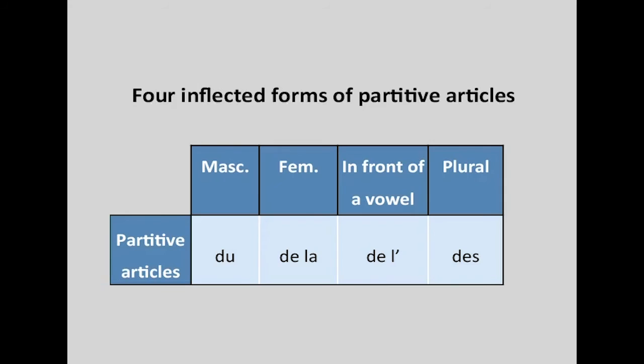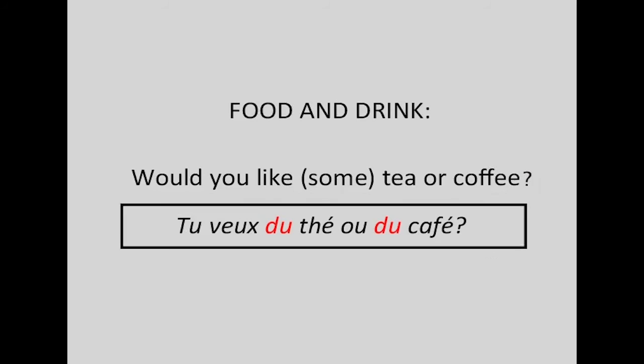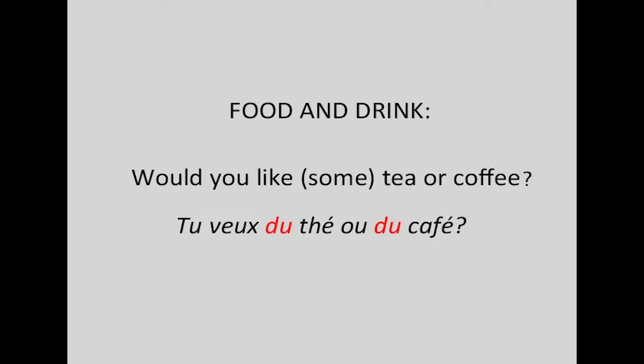This table displays the 4 inflected forms of partitive articles: du, de la, de l', and des. I'll take up each partitive article separately and illustrate them through sentences. Let's begin with the above question. The French translation of "would you like some tea or coffee?" is "Tu veux du thé ou du café?" The partitive article "du" precedes "thé" and "café" because both nouns are masculine.